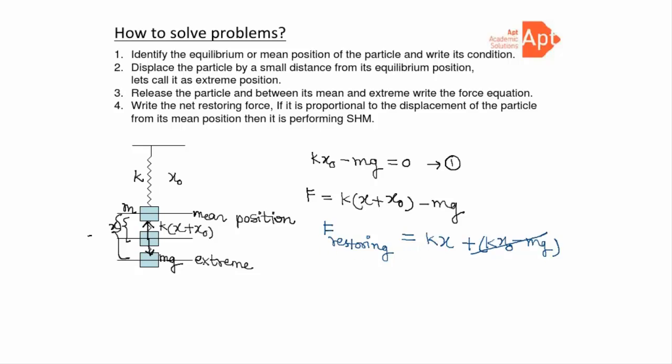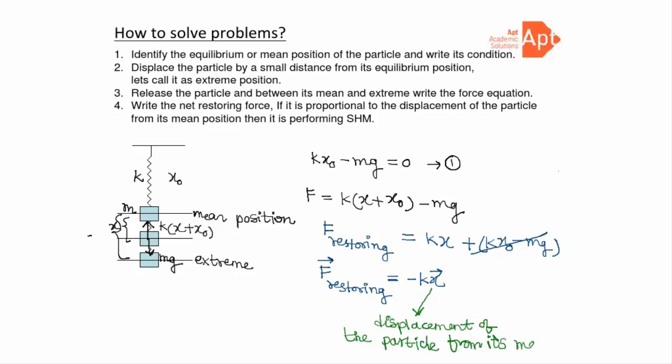In terms of vector, if I write, it is F vector restoring is equal to minus k x vector. Now what is this x? X vector is the displacement of the particle from its mean position. Why this negative sign? Since the displacement is downwards and the force is acting upwards, we write here a negative sign.